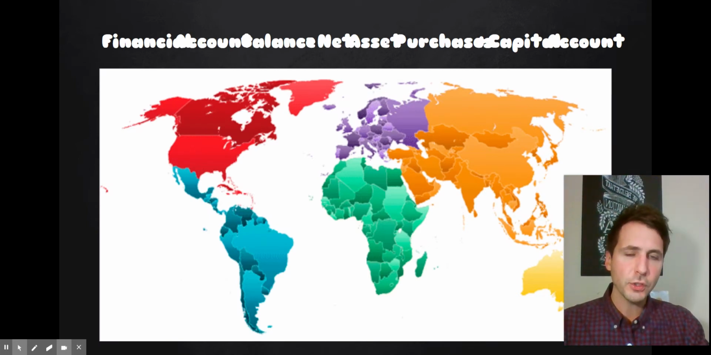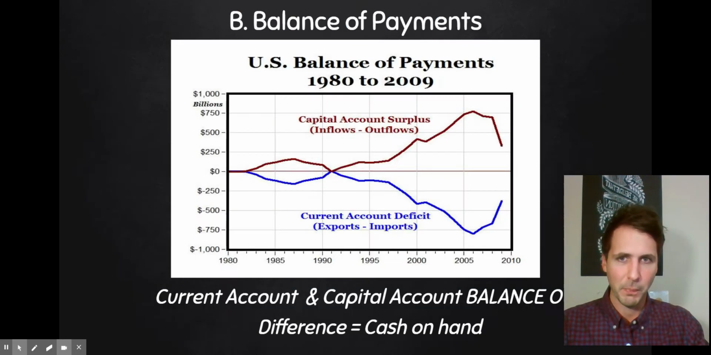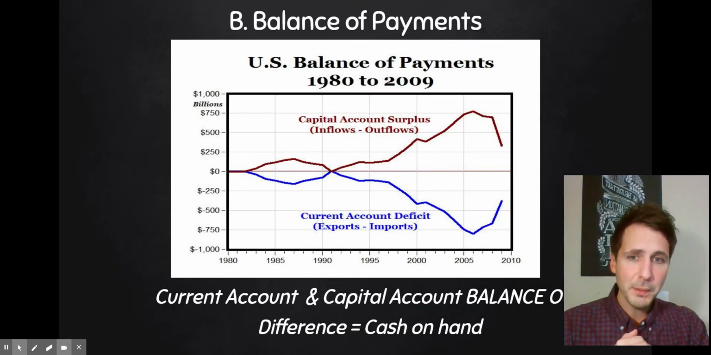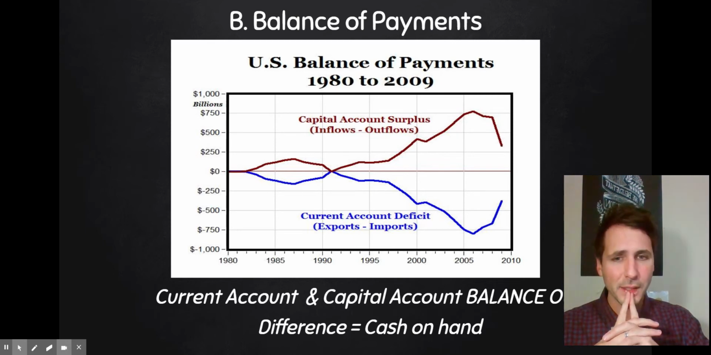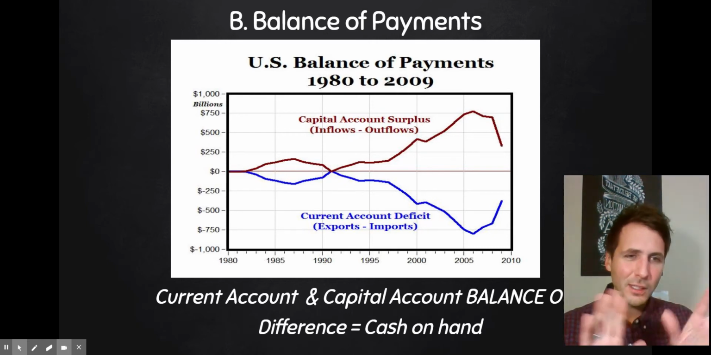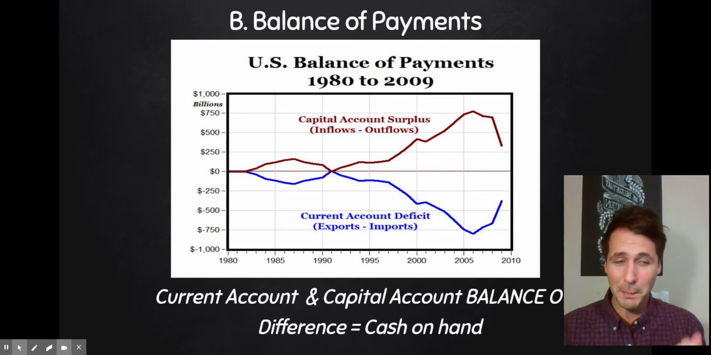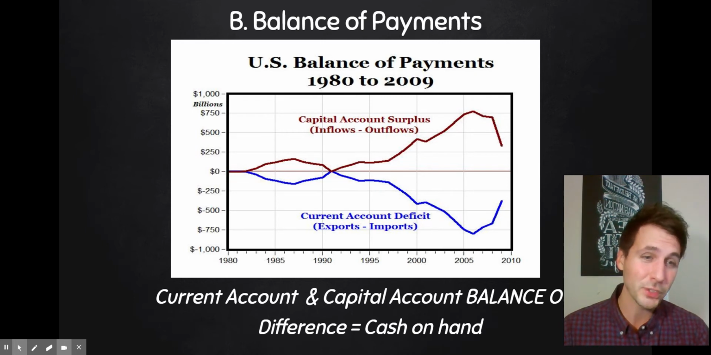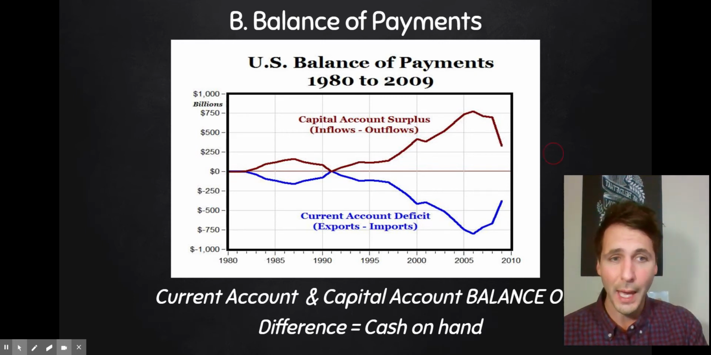There you go. So the financial account and the current account will all balance out. That's what that says there. All right, there's your balance of payments. Current account and capital account balance out. Any difference between the two is whatever the cash is on hand when people hold things as cash. You don't have to worry about that. Again, you're not going to be balancing these out. You're going to be given examples and have to tell us what's actually happening.